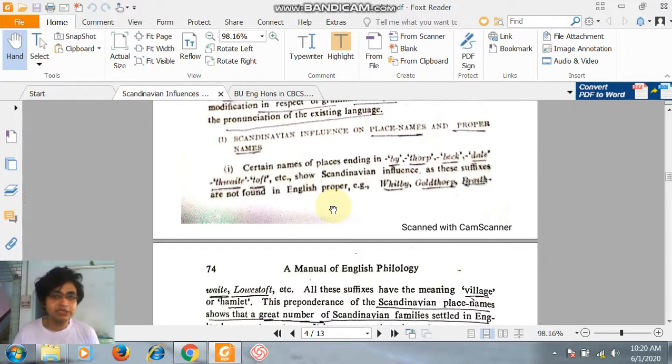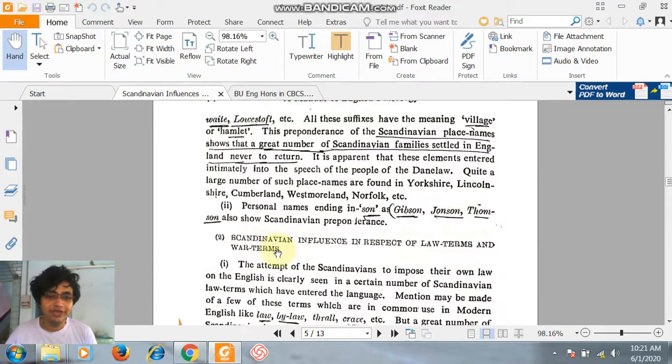Names, as I've already said, ending with by, thorpe, beck, dale, thwaite, toft, etc. show the Scandinavian influence. Whitby, Goldthorpe, Braithwaite, Lowestoft, etc. Now all these suffixes have the meaning village or hamlet.